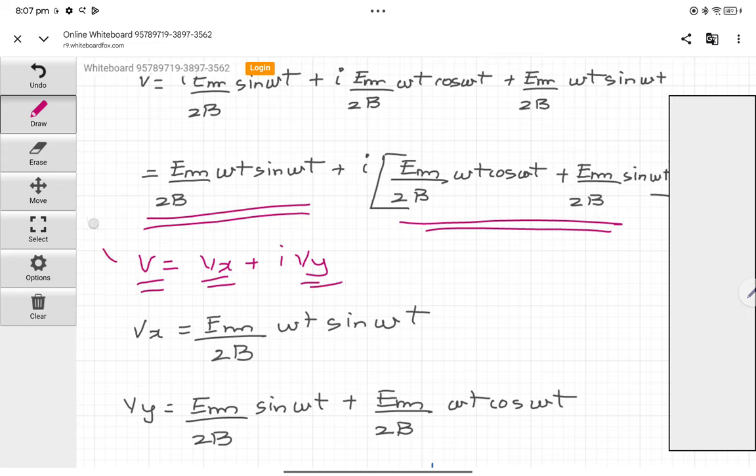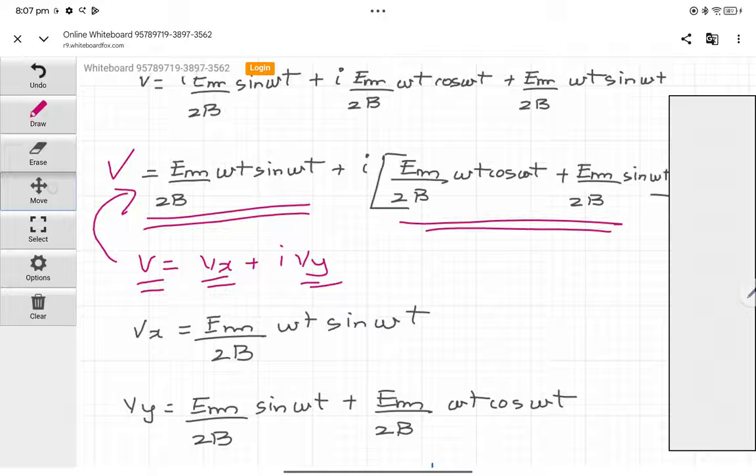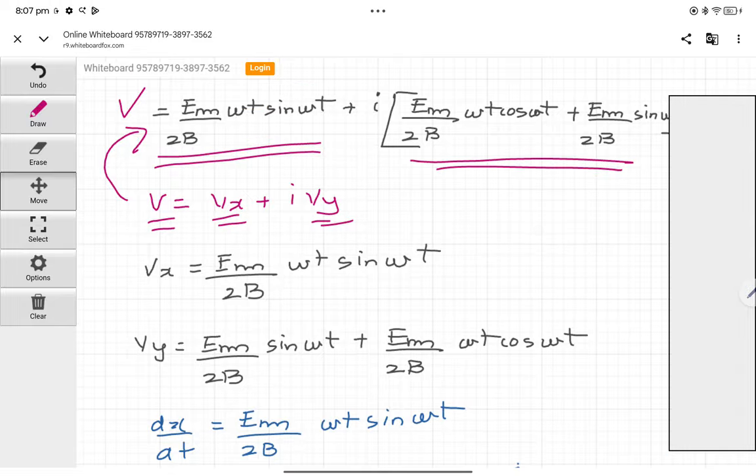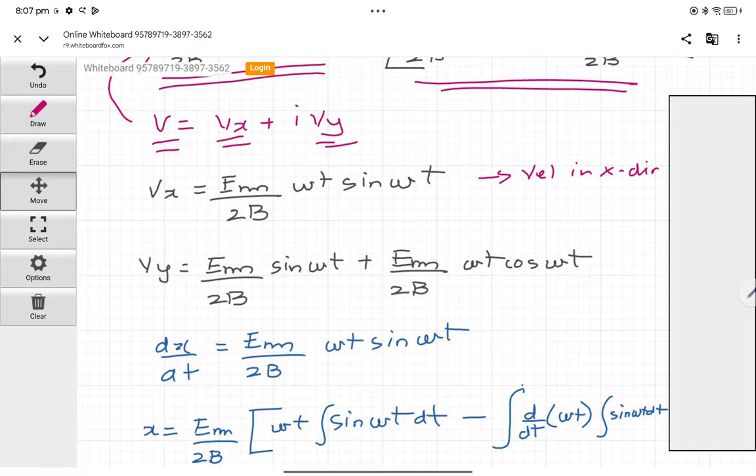Now compare this and this equation. So this is also V, right? By comparing the coefficients, we get Vx. So this is the velocity in the x direction, the component of velocity in the x direction, which is Em by 2B omega t into sine omega t, and the velocity in the y direction is likewise Em by 2B sine omega t plus Em by 2B omega t cos omega t.